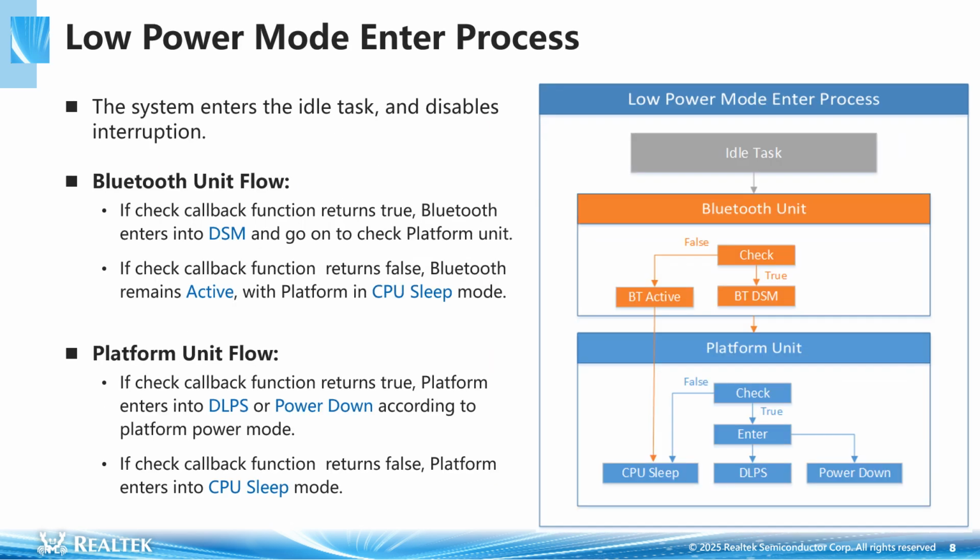The process for entering low power mode is outlined as follows. The system enters the idle task and no interrupts happen. In Bluetooth unit flow, if the check callback function returns true, the Bluetooth unit enters DSM and proceeds to check the platform unit. If the check callback function returns false, the Bluetooth unit remains active, with the platform unit entering CPU sleep mode.